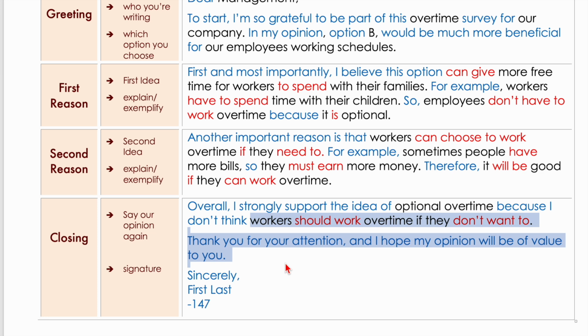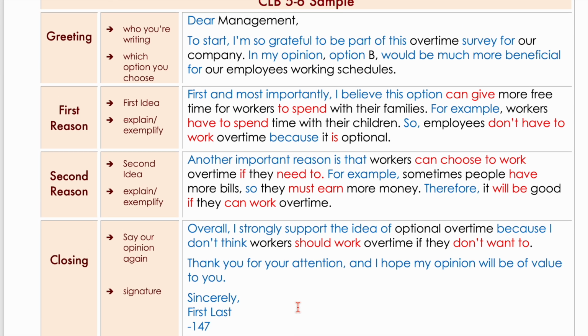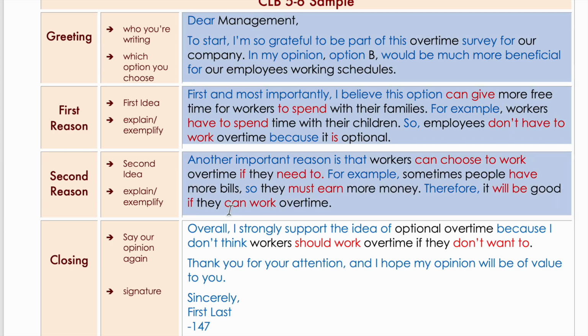Okay. So then again, we only wrote 147 words. This for sure is 6 or maybe even 7. Now, again, what I said earlier, CLB 5-6, you should understand everything we wrote. You should.